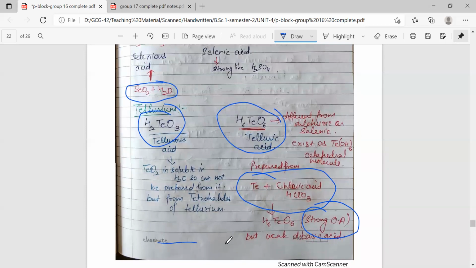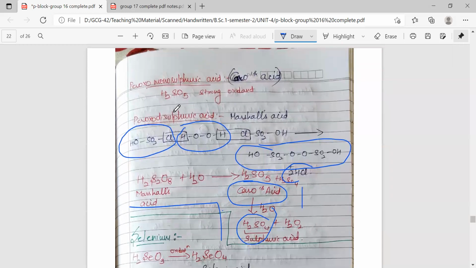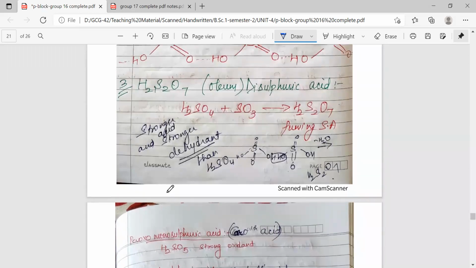That is it for the oxo acids of group 16. Out of the oxo acids, the most important is sulfuric acid, its preparation by the lead chamber process and the contact process, and these four common names. These acids can generally be asked under the 1 mark category: Marshall's acid, Caro's acid, sulfuric acid, and the last one is oleum. Their synthesis is important. The oxidation states of sulfur can be asked. The structures can be asked. Their preparation methods can be asked. These are the questions which can be there in exams out of this part.